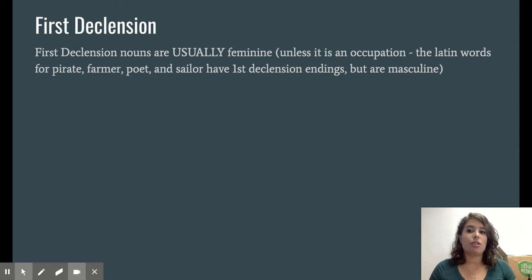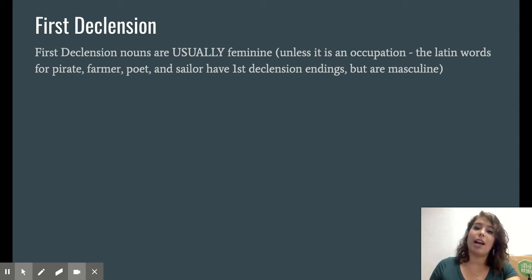Now, the exception to this is that there are words about occupations. So, for example, the word for pirate or farmer or poet or sailor, those Latin words, their Latin forms are going to have first declension endings, but they are masculine nouns. This becomes more important when we talk about adjectives. That's going to be for a later lesson. But for now, just know that first declension nouns are almost always feminine, and just kind of have that in the back of your head.